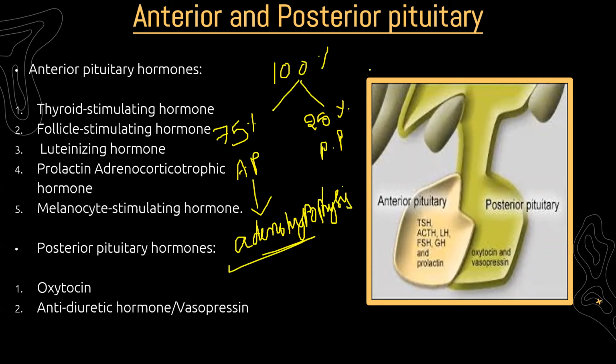The anterior pituitary is also called the adenohypophysis. Which one? Anterior pituitary. What can we call the posterior pituitary? We will discuss that. We can call it the neurohypophysis, which never synthesizes any hormone and only stores the hormone.